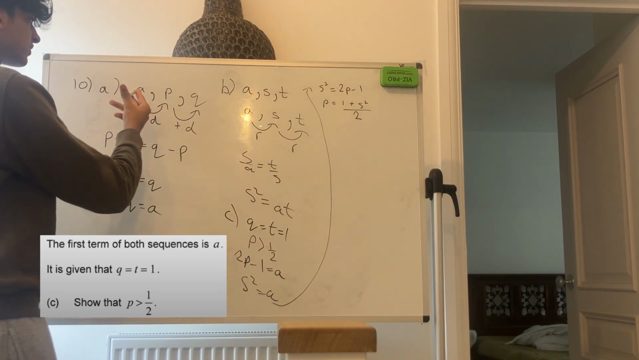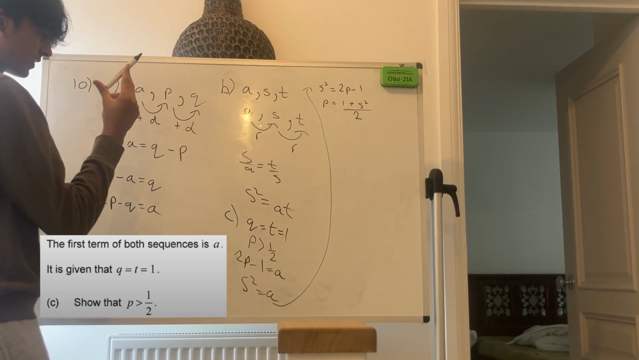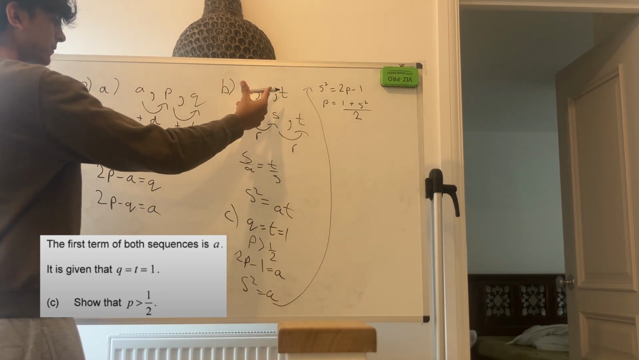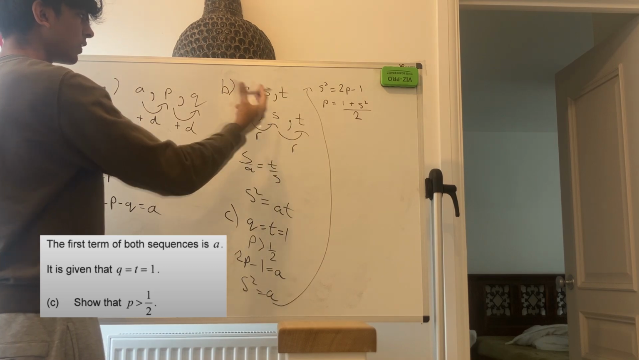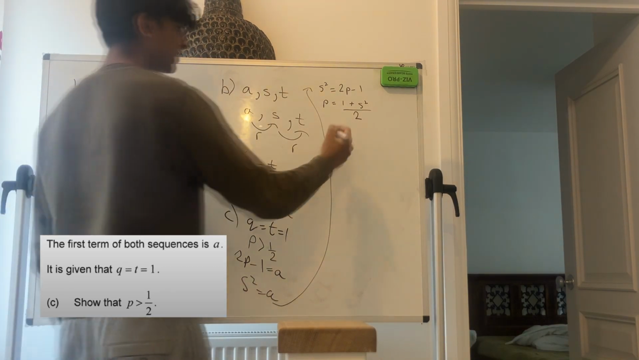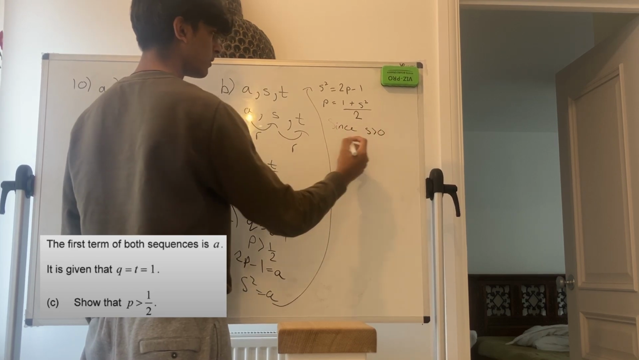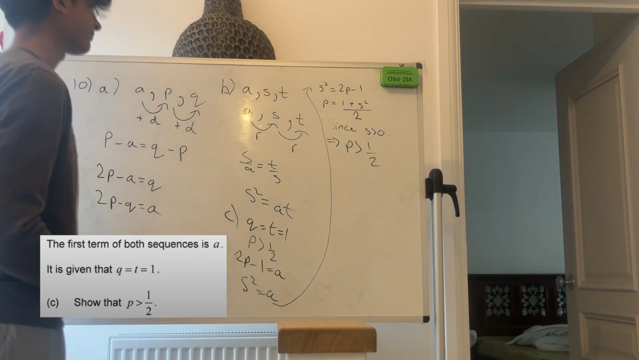Since we know that the first term is a, and q is 1, and t is 1, we can say that s is going to be greater than 0. So since s is greater than 0, it implies that p must be greater than a half, which is what we wanted.